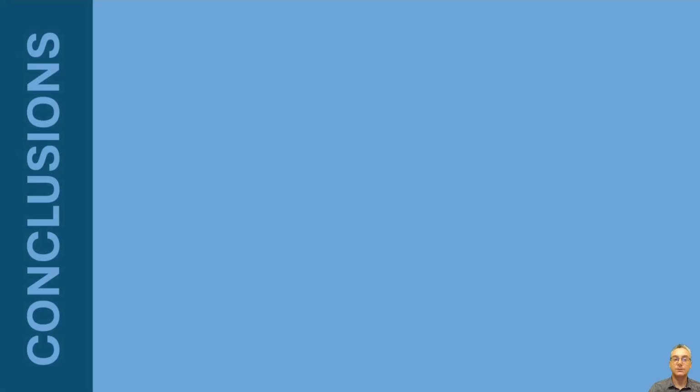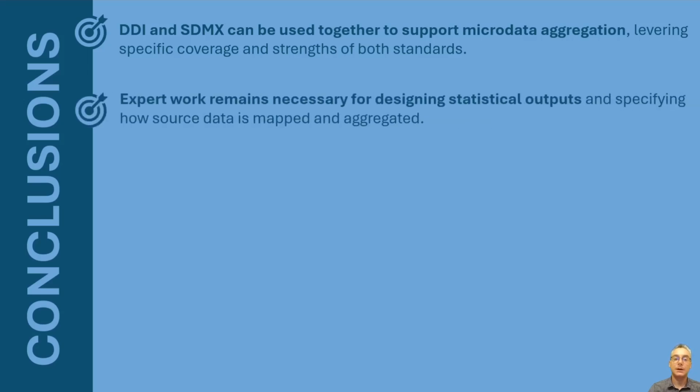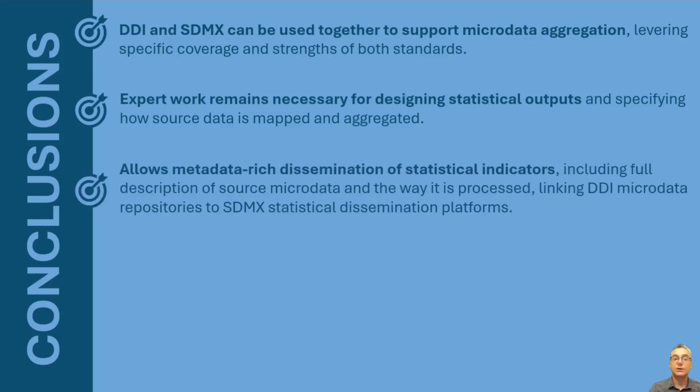Now, some conclusions. DDI and SDMX can be used together to support microdata aggregation, leveraging the specific coverage and strengths of both standards. Expert work remains essential for designing statistical outputs and specifying how source data is mapped and aggregated. This approach enables a metadata-rich dissemination of statistical indicators, providing a complete description of the source microdata and how it is processed, while linking DDI microdata repositories to SDMX statistical dissemination platforms.